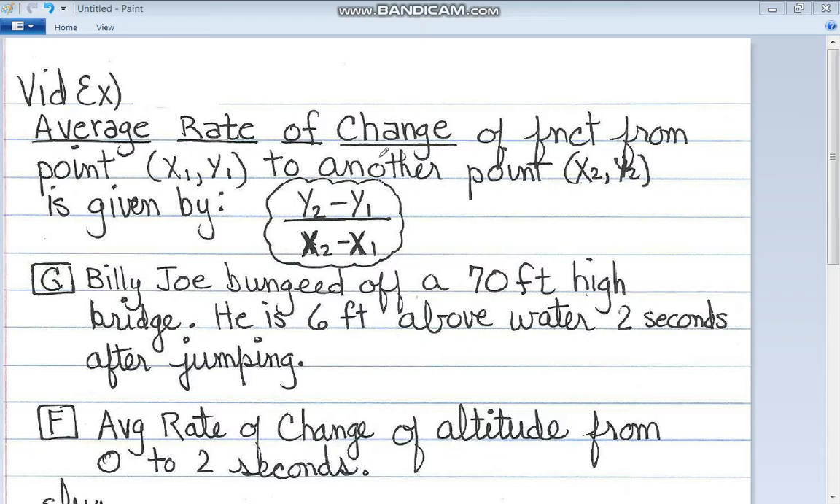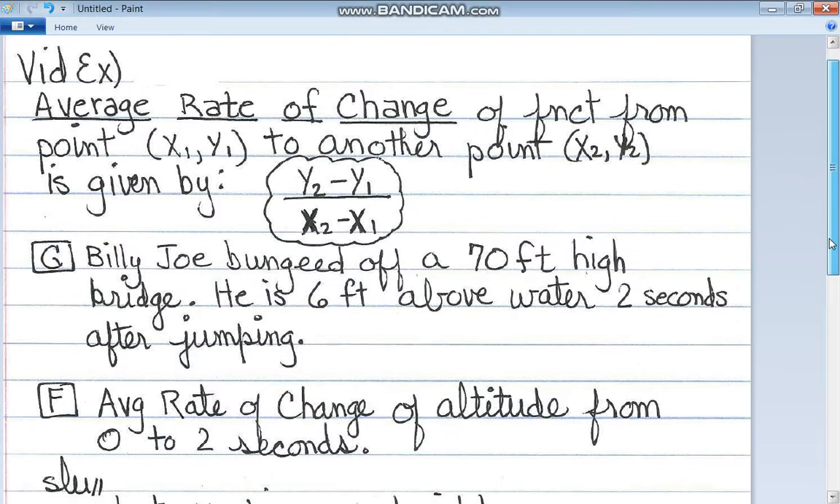And what you want to be consistent about is if you put the second y coordinate first and then subtract the first y coordinate, you have to put the second x coordinate first on the bottom minus the first x coordinate. Now let's look at this example.